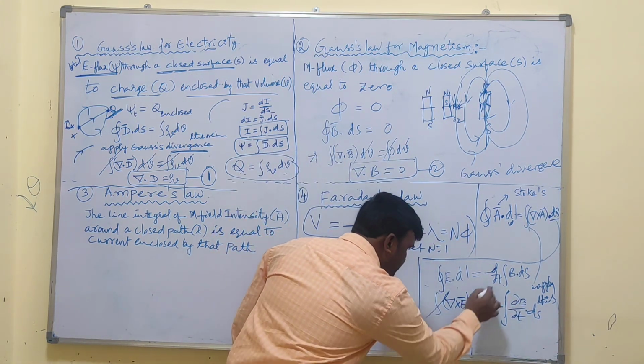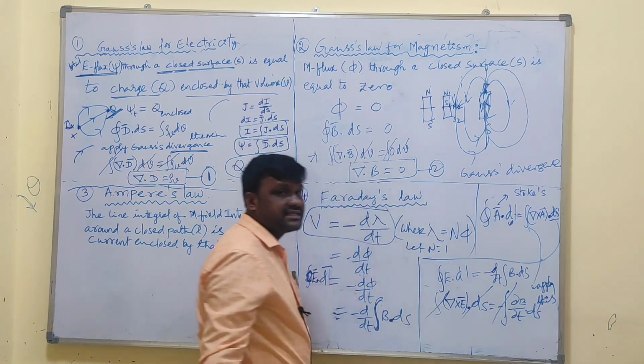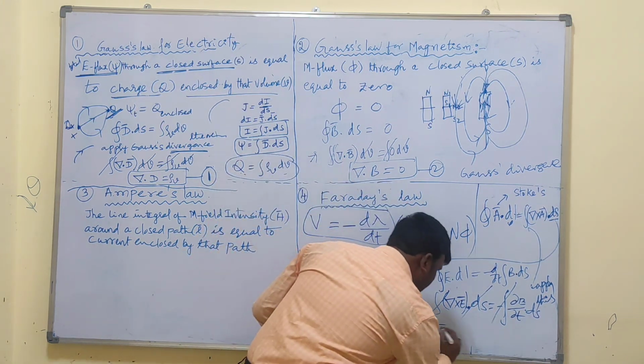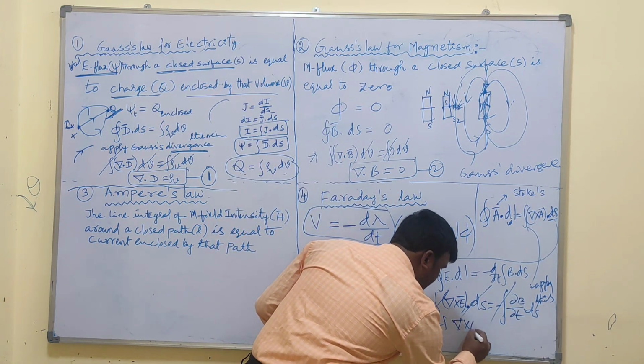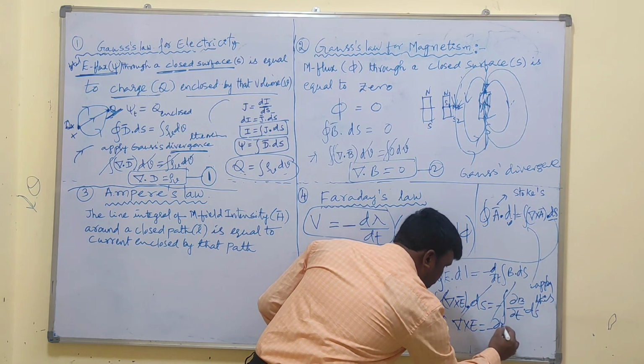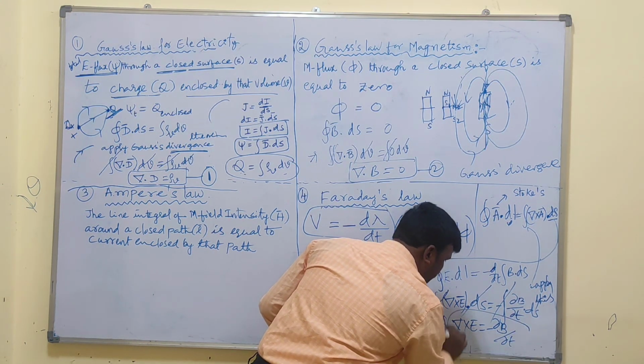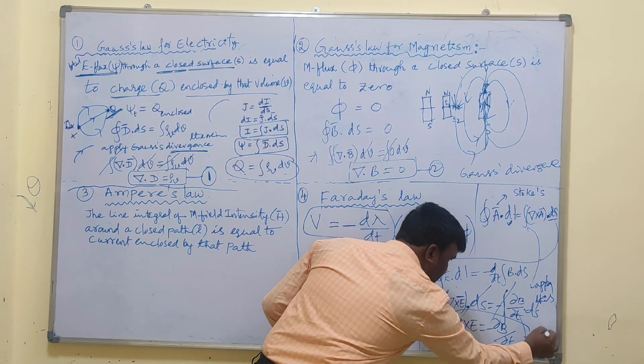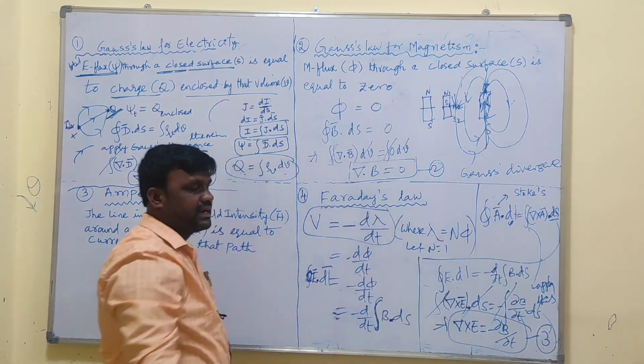Okay, now we have this one cancel because integrals are equal. Therefore integrands must be equal. That is what? Del cross E equal to minus dou B by dou t. This is another equation. Let us call this equation number 3.